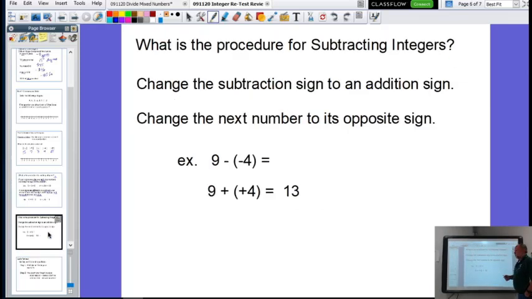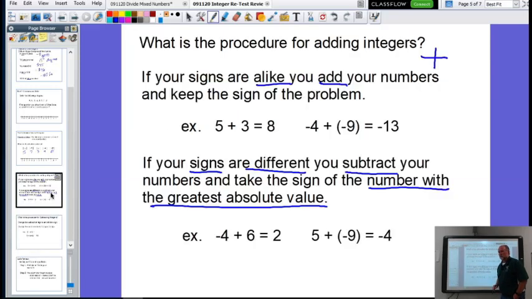Then we have subtraction. With subtraction, we don't do subtraction. We change subtraction. So we take that subtraction sign and we change subtraction to addition next to its opposite, and we go back to our addition rules. Signs alike add, signs different subtract.